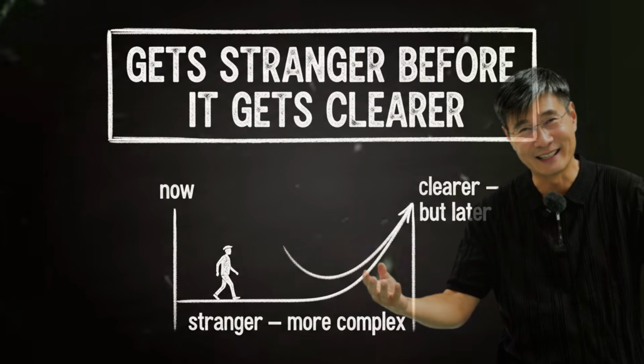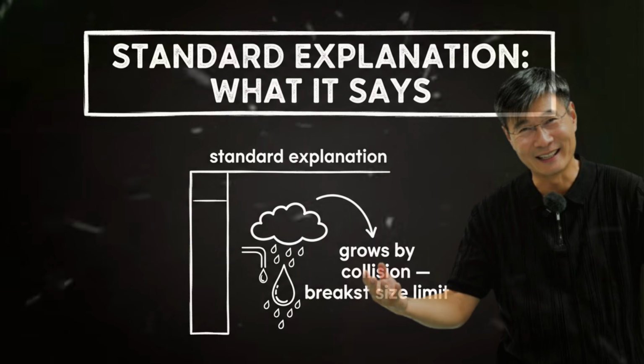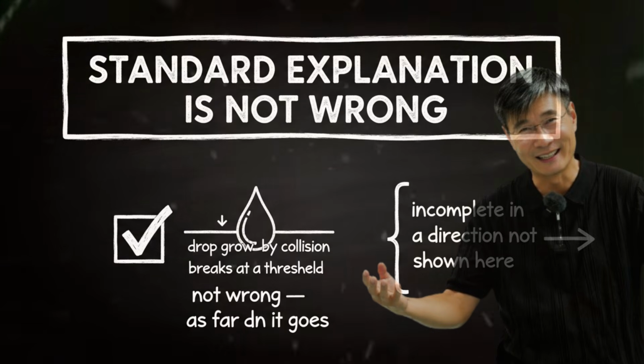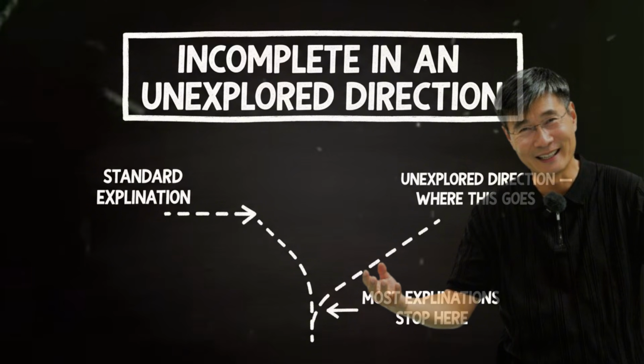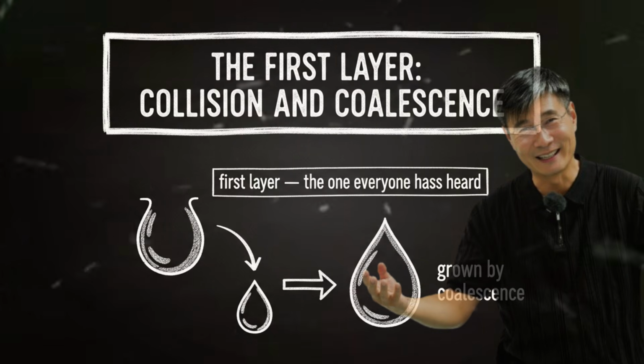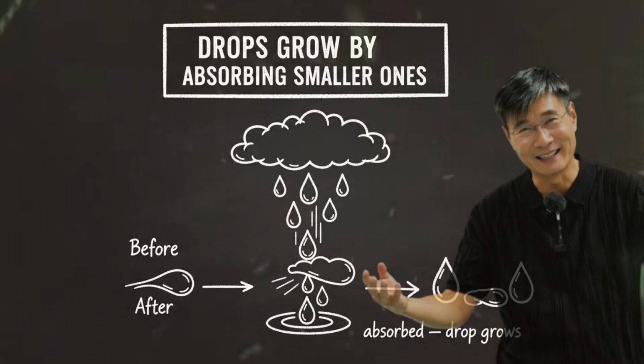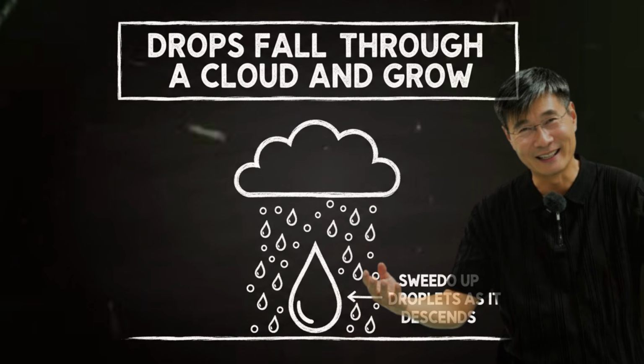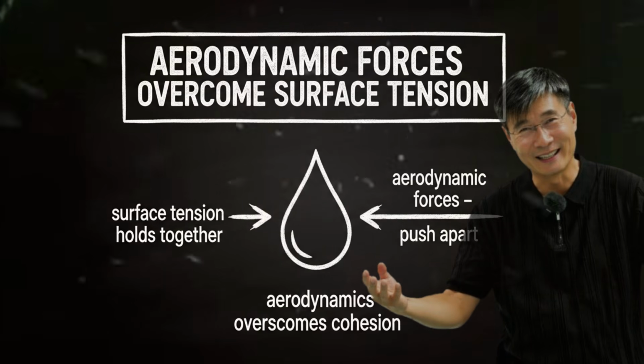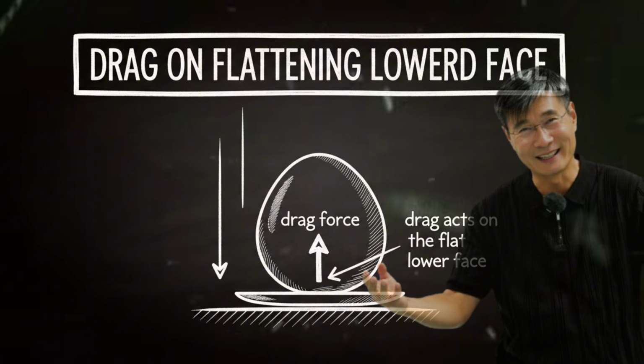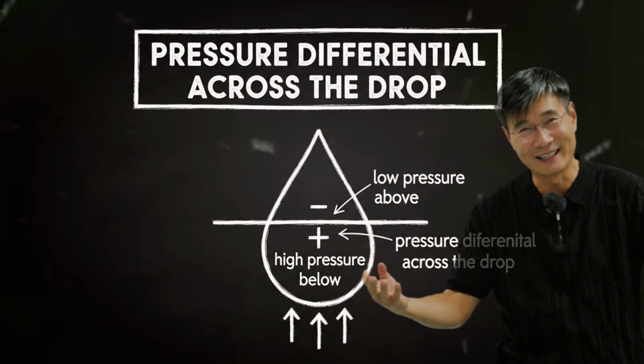Here is what the standard explanation says, and I want to be fair to it, because it is not wrong. It is just incomplete in a direction most explanations never bother to explore. The first layer, the one almost everyone has heard, raindrops grow by collision and coalescence. They fall through a cloud, bumping into smaller droplets, absorbing them, growing larger as they descend.